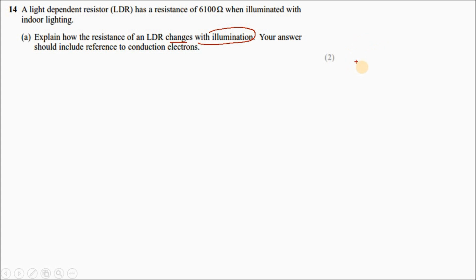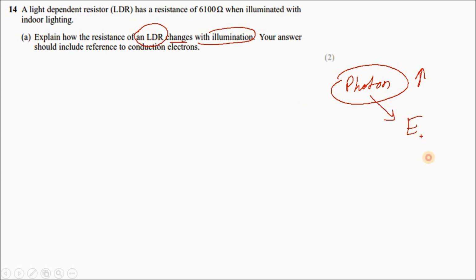For LDR, remember, a light consists of photon. So if you're increasing light intensity, that means you are increasing number of photon, and when the photon absorbs in the LDR, they transfer energy to the electrons. So the number of electrons are increased, or you can say number of conduction electrons are increased. Conduction electrons are increased. That means resistance is decreasing.